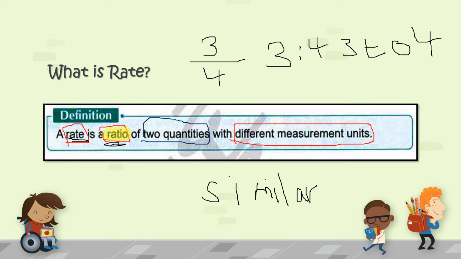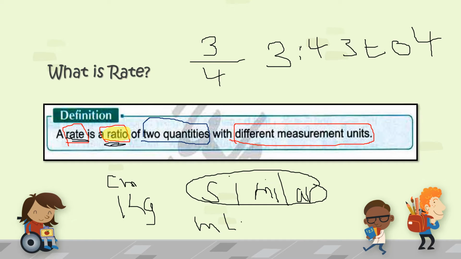So when I am talking about ratio, I can use a centimeter and a centimeter, I can use a kilogram and a kilogram, I can use a milliliter and a milliliter, but I can't use a centimeter and a meter, or a centimeter and a kilogram or a milliliter. So they have to be similar measurement units while using ratio, but while using rate, they have to be different. So the only difference between the ratio and the rate is that with the rate we use different measurement units, but with the ratio we use similar measurement units. And measurement units, we have discussed them in the past videos.